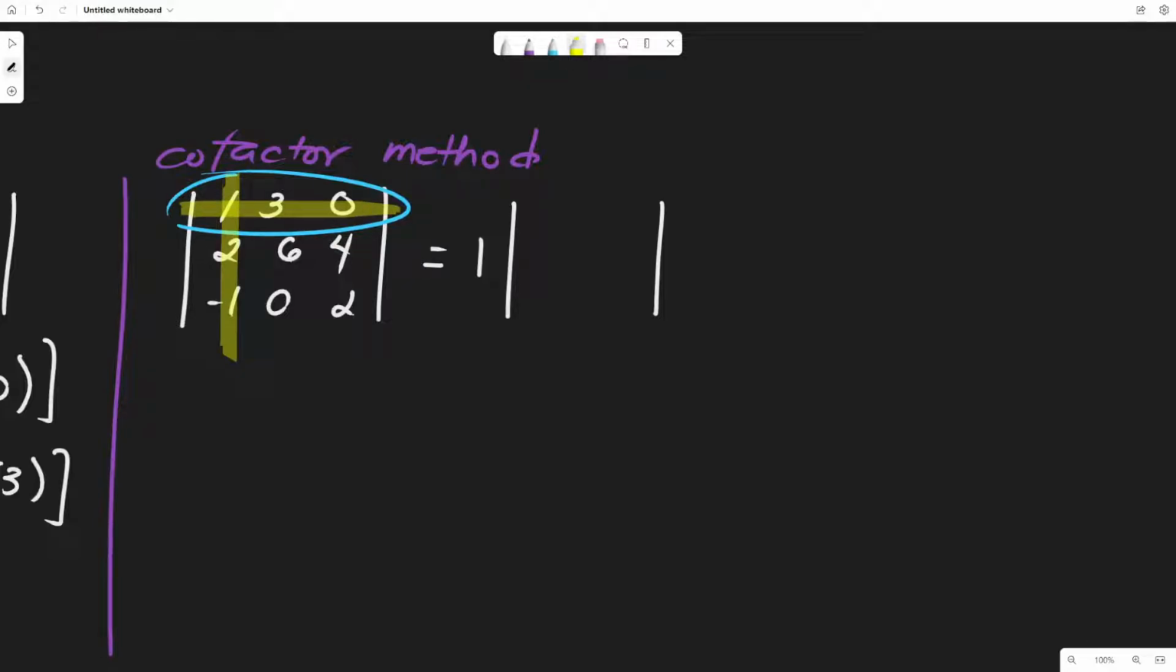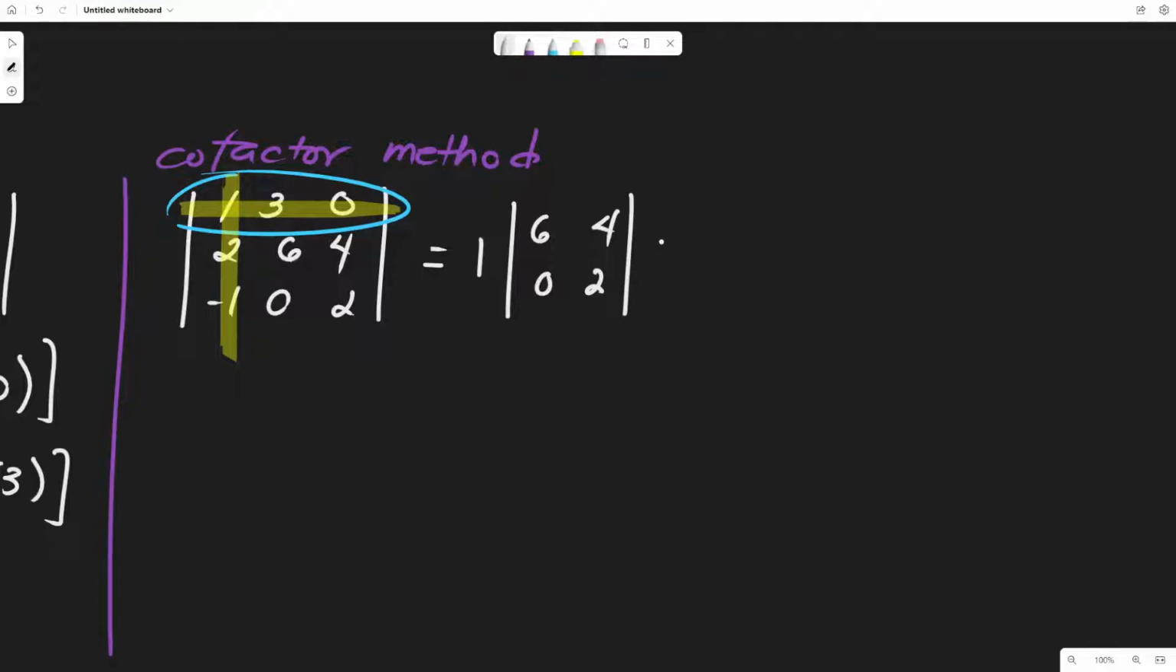So, 1 muna, no? Since 1 yung pinili natin, ang ka-row niya yung 1, 3, 0, then yung ka-column niya is 1, 2, 1, 2, negative 1. So, ano yung kanyang cofactor? We have 6, 4, 0, 2. No? Yan yung kanyang cofactor.